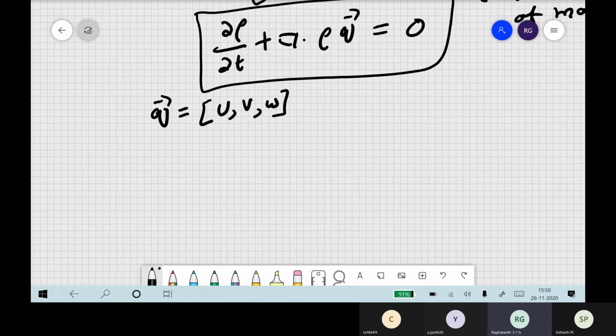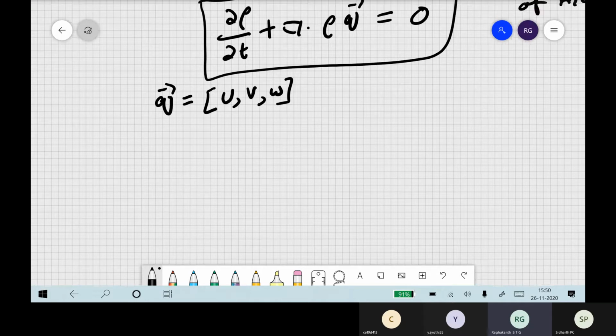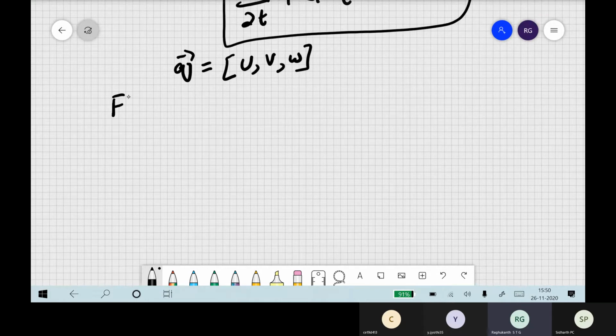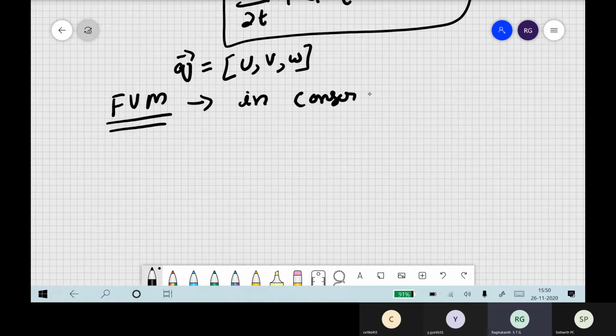Why? In the finite volume method, the most important thing is, whatever equation you are going to solve, like a wave equation or whatever, you should be able to write your equations of motion in conservative form. This is the starting step actually.